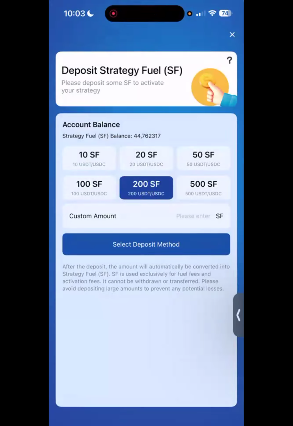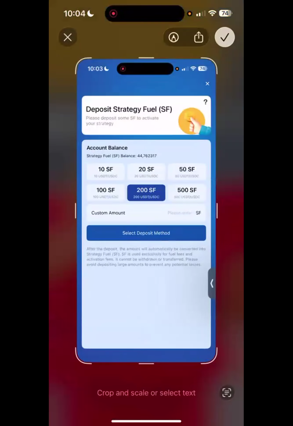So let's say I want to deposit 200 because I'm trading with $200,000. When I make profit, it comes in chunks. Sometimes one trade can close with 1,000 profit. So I need a lot of fuel fee, right? So I'll go in for 200. Then I tap on what? Select deposit SF.